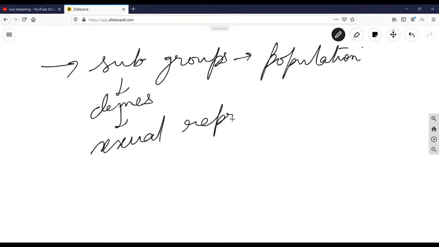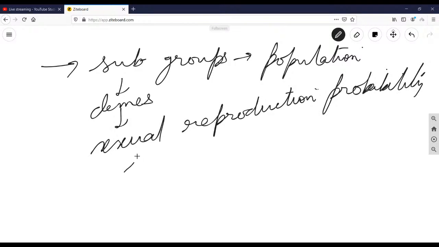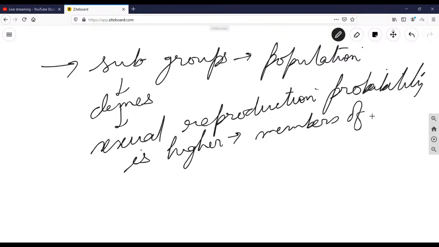Sexual reproduction probability is higher within the members of the same deme of that very population. Now, due to this mating ability, what we have is a free flow of genes, or gene flow, in a specific species. We have already talked about gene flow, migration, immigration.